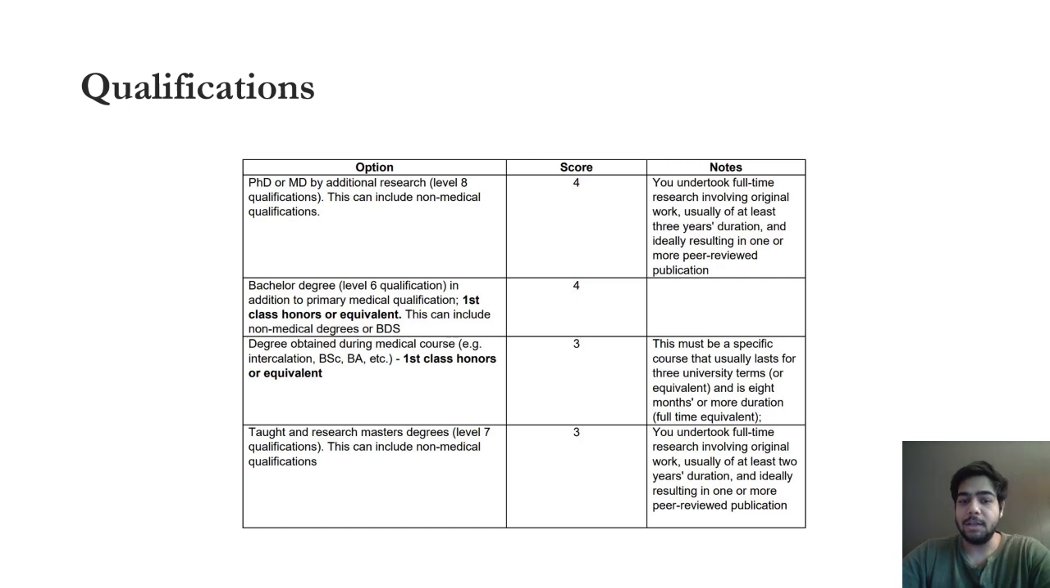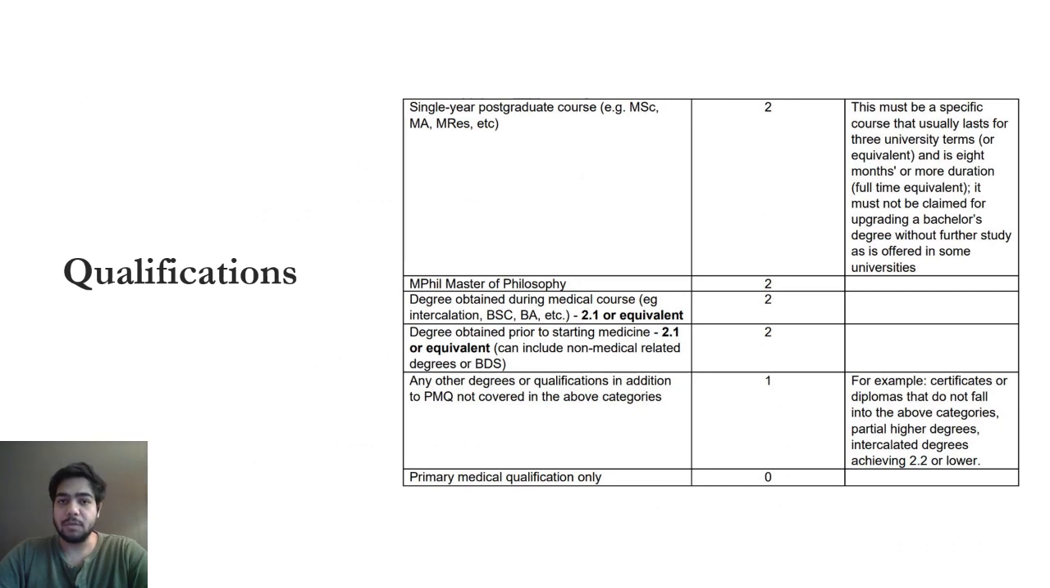If you have a degree obtained during your medical course, which is intercalation, BSc, BA, and you have first class honors or equivalent, then you get a score of 3. And if you have had a taught and research master's degree, then you get a score of 3 as well. If you have a single year postgraduate course such as MSc, MA, or MRCS, then you get a score of 2.